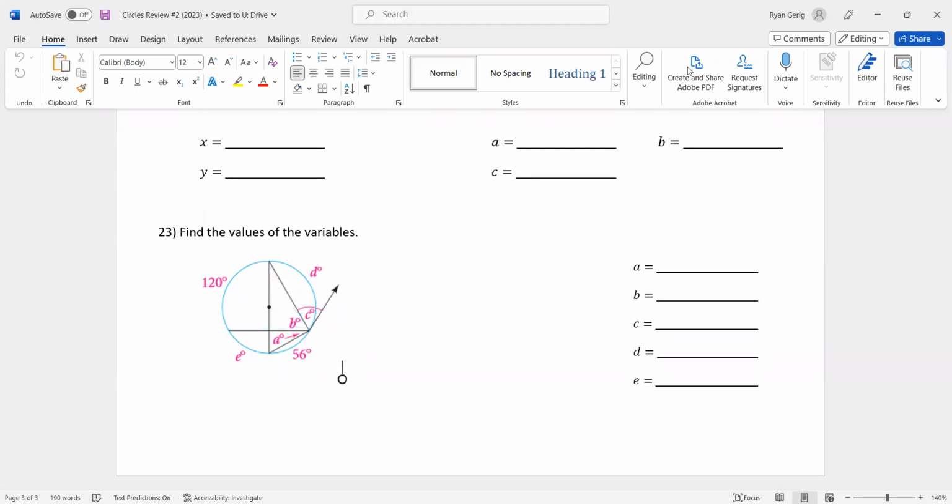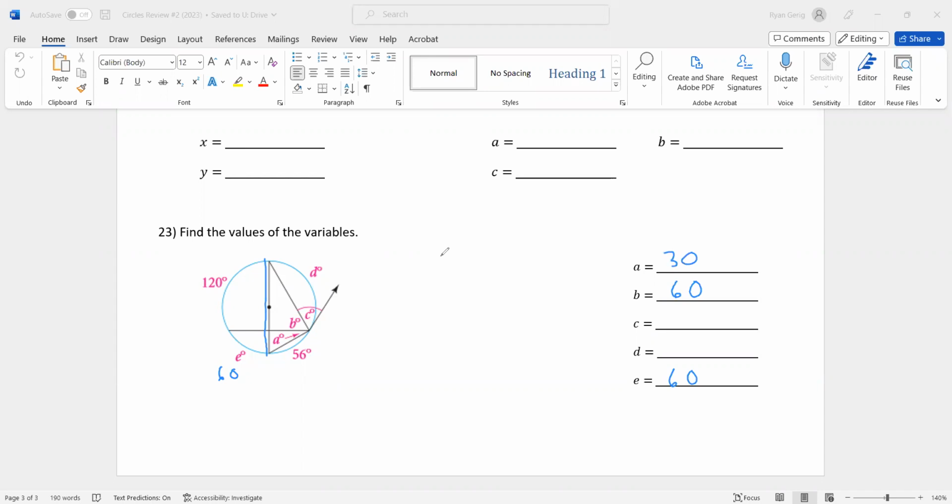Let's see where we're going to go from here. So B is 60. Ignore the announcement. I see the diameter. That gives me E. 180 minus 120 is 60. So E is 60. A is half of that, so A is 30.